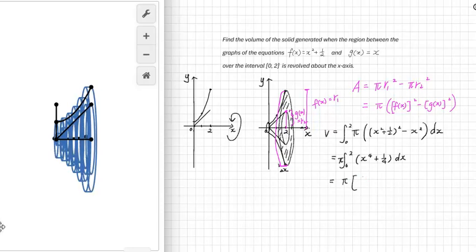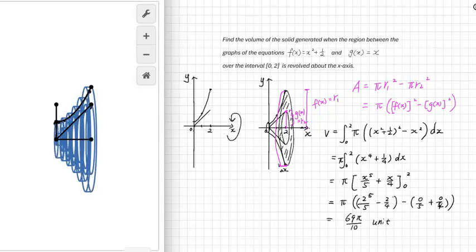So you have x to the power 5 on 5 plus x on 4, from 0 to 2. Now we're going to substitute the upper value, minus the substitution of the lower value, which is 0. Then the final answer will be 69 pi on 10 units cubed.